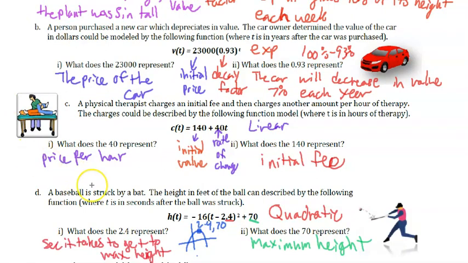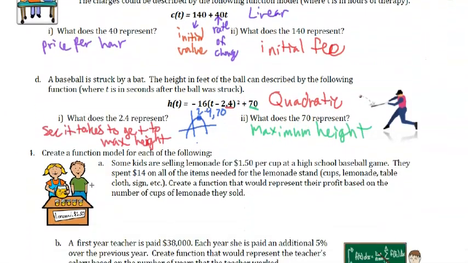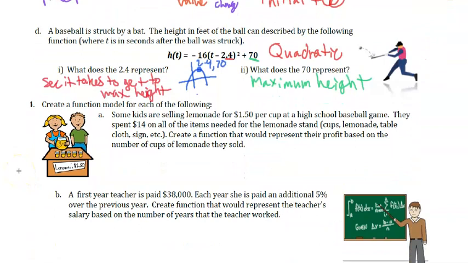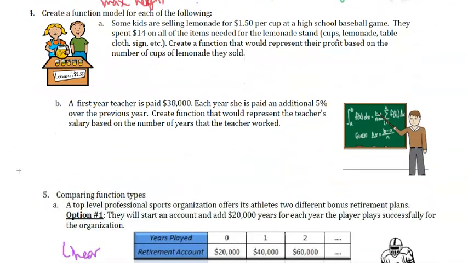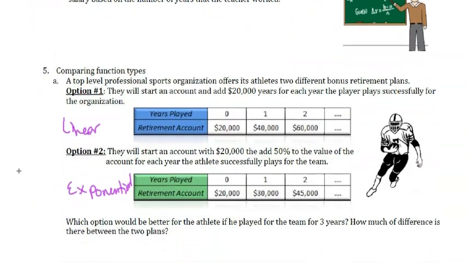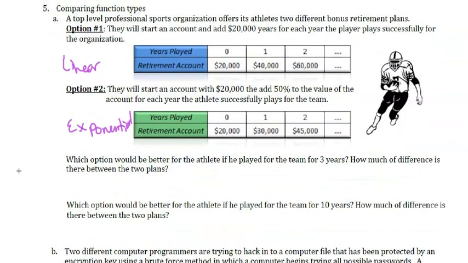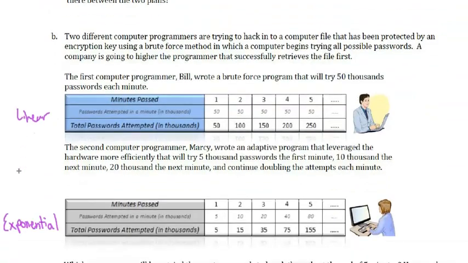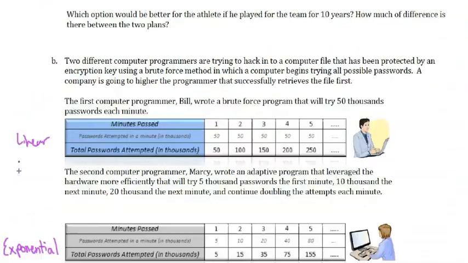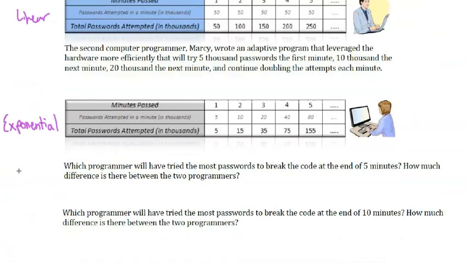Okay, you'll do the rest of these on your own. You're creating more exponential, linear, and quadratic models from the given information. On number 5, the first model is linear and the second's exponential. And then on B, it's linear and then exponential.